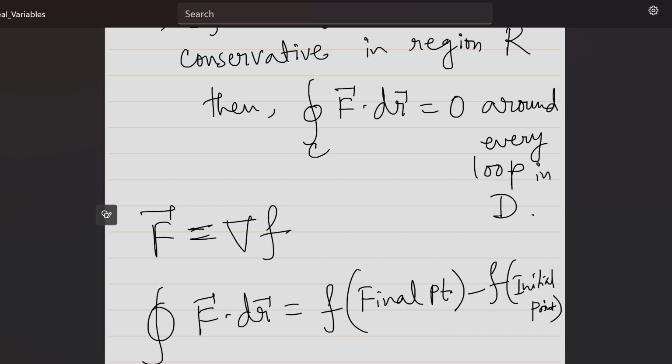So for a loop, the final point is the same as the initial point. That means the functional value is also the same. So the integral over C of F dot dr is 0. So this is true. Okay, so the answer is true. This is the answer.